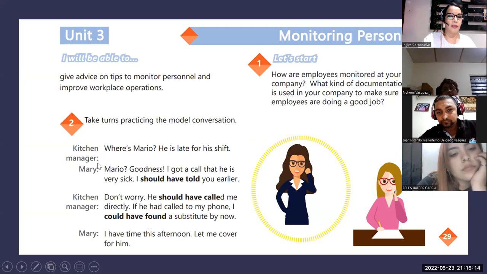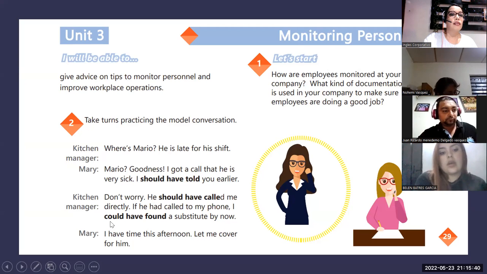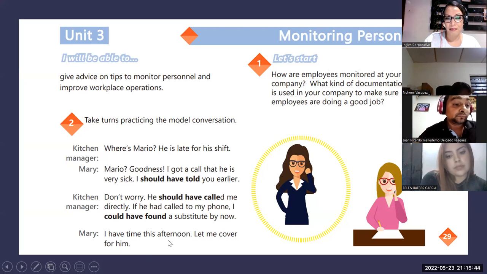It says the kitchen manager and Mary. Where is Mario? He is late for this shift. Mario? Goodness, I got a call that he is very sick. I should have told you earlier. Don't worry. He should have called me directly. If he had called to my phone, I could have found a substitute by now. I had time this afternoon. Let me cover for him.